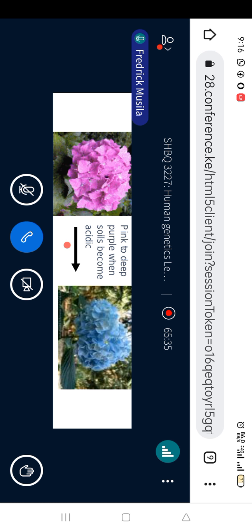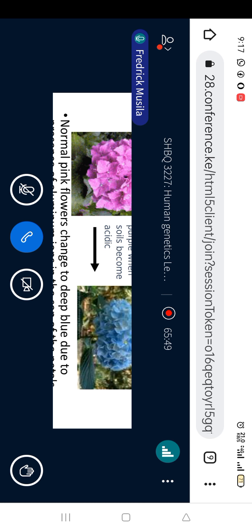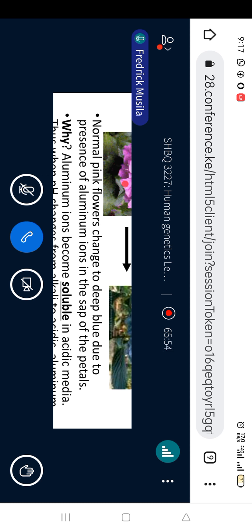So this is just an example of phenoplasticity in this plant. At one point, the plant has purple flowers. At another point, the plant has blue flowers. They are not different. It's just the same plant. It's only that this change is due to the condition of the soil. We have some acidity in the soil. The reason this flower changes is that aluminium ions, in the leaves or even in the soil, become soluble in acidic media.